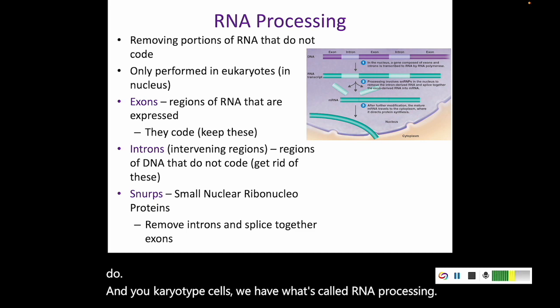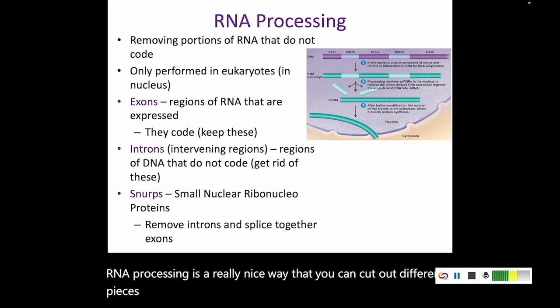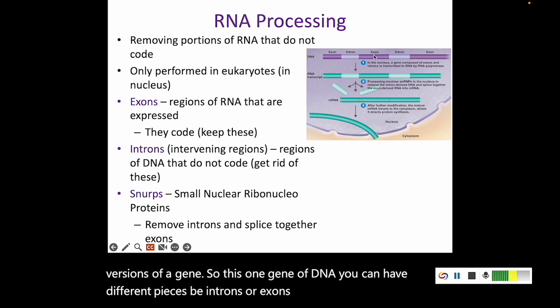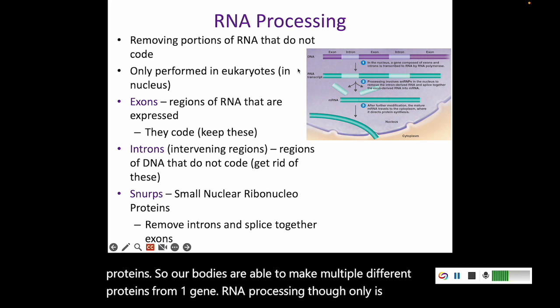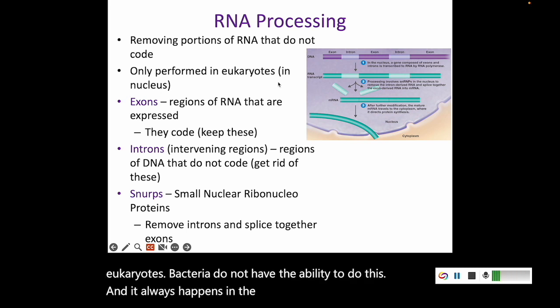RNA processing is a really nice way that you can cut out different pieces of that RNA transcript to end up with slightly different versions of a gene. So this one gene of DNA, you can have different pieces, be introns or exons, to make slightly different proteins. So our bodies are able to make multiple different proteins from one gene. RNA processing, though, is only performed in eukaryotes. Bacteria do not have the ability to do this, and it always happens in the nucleus.